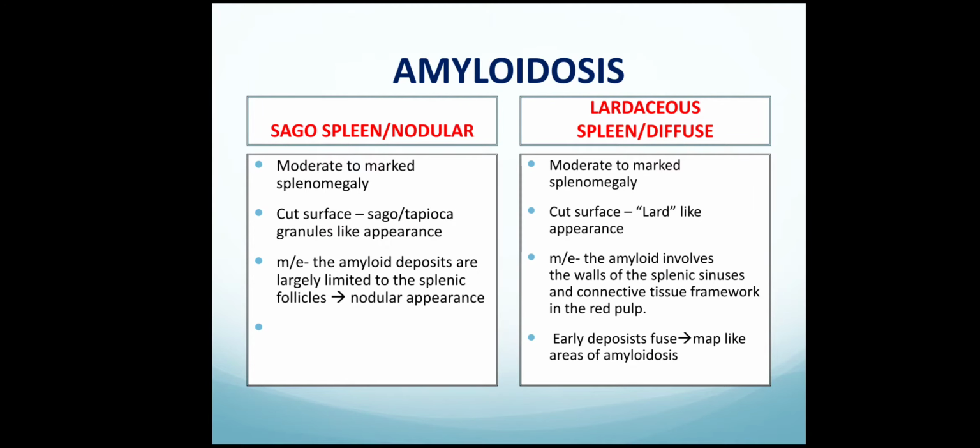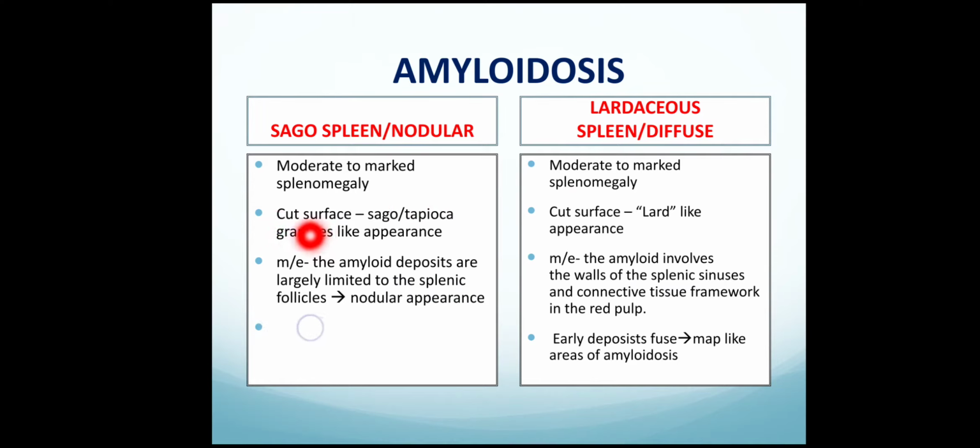Now next we come to the amyloidosis of the spleen. So this is very important. So in spleen you can see two morphological forms. First is sago spleen, in which the amyloid gets deposited in a nodular fashion, while in the lardaceous spleen it is deposited diffusely. So in sago spleen and lardaceous spleen, in both there is moderate to marked splenomegaly.